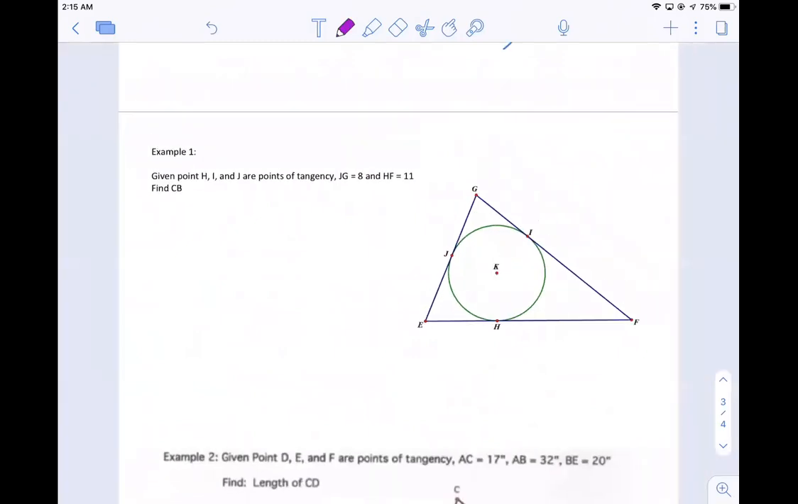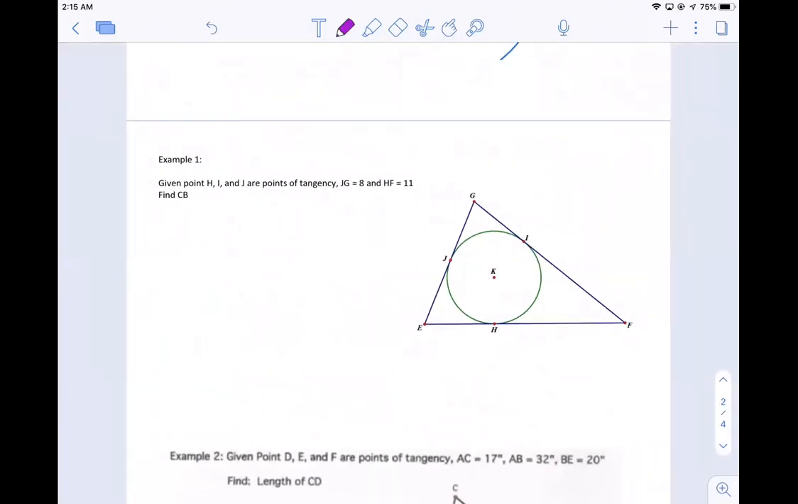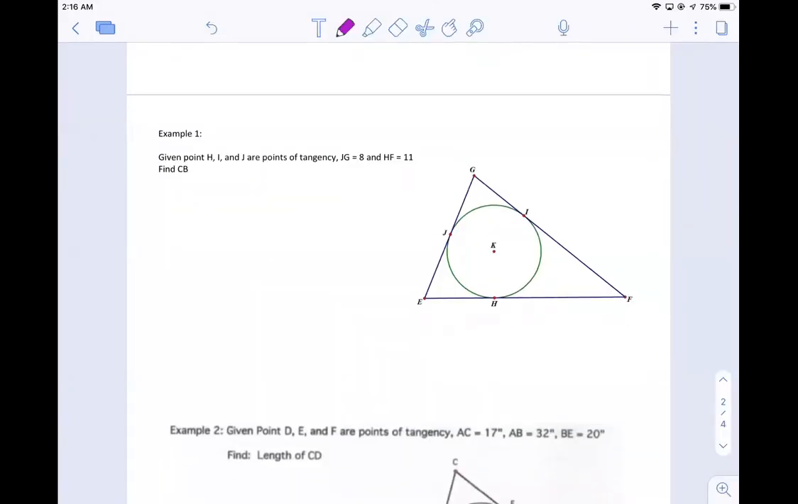All right, so let's use this to answer some questions. These questions are going to be a lot easier than what you see on the homework. But it's the same ideas, just applied in different ways. So let's take a look at these two examples.